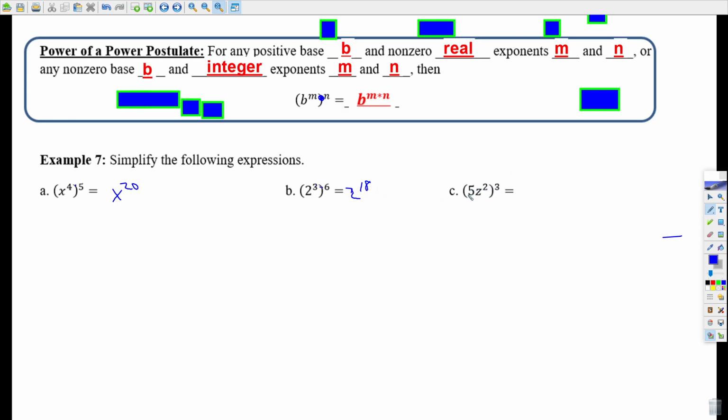All right, and the last one here we have, not only do we have 5, but we also have z. So let's deal with the z squared. We would do 2 times 3 to get z to the 6th. And then we would do 3 goes to the 5 as a power, so it's 5 to the 3rd power. So that would be 125, 125 z to the 6th. And there's your answer. I just simplified that one because it's not as big of a number. This number is pretty darn big.